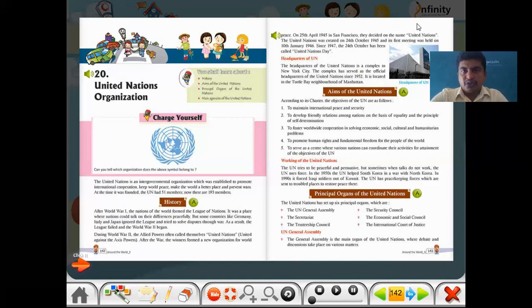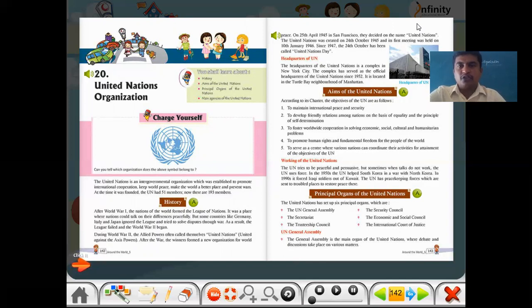The United Nations organization was created on 24th October 1945. Make it underline, this is a key point of this chapter. When it was introduced, and when was the first meeting held? The first meeting was held on United Nations Day. This is one of the greatest organizations which came into existence to promote peace and security.